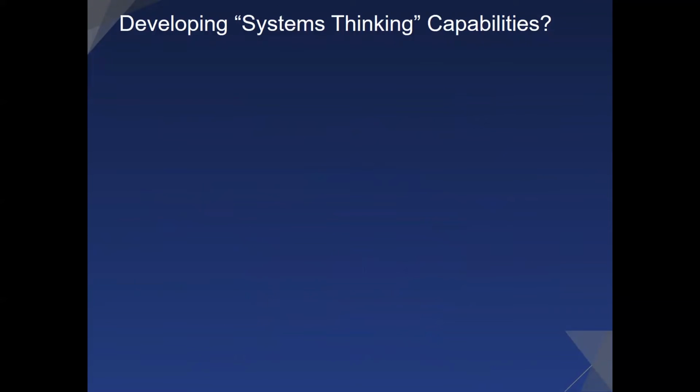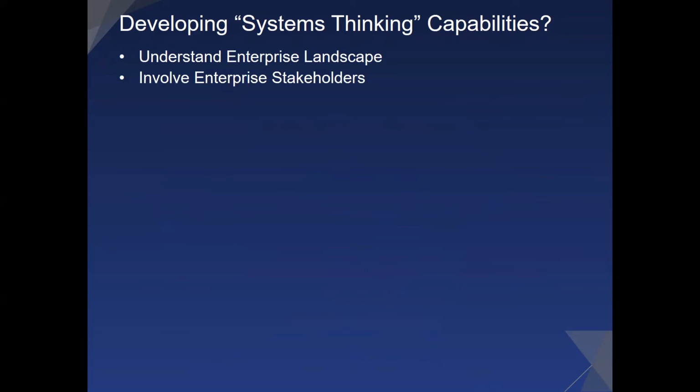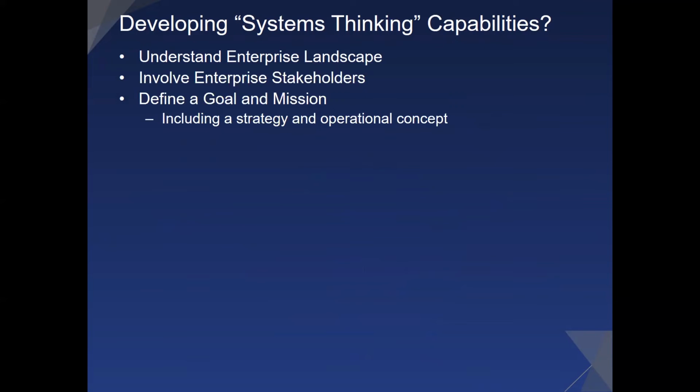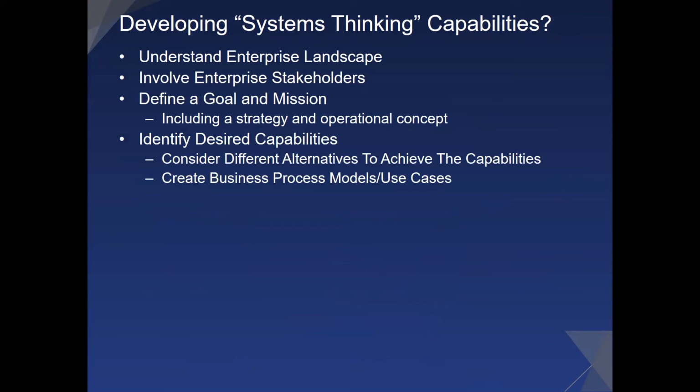So developing systems thinking capabilities, the learning outcomes of this degree program is basically to understand the enterprise landscape and involve the enterprise stakeholders. What are the issues relevant, important to be able to drive this enterprise system through the enterprise? We start to define a goal and a mission, including a strategy, an operational concept. Then we identify desired capabilities. We consider different alternatives to achieve what we're after, and we start to create some process models, some use cases.